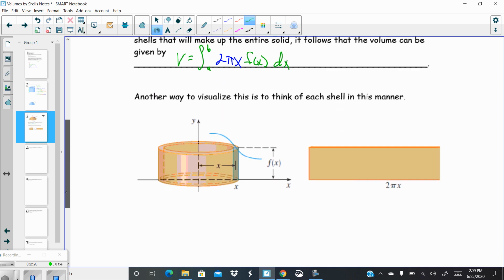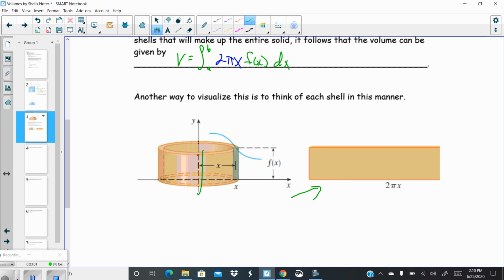Just to help a little bit more, another way to visualize a cylindrical shell, just so you get the idea of why it's 2 pi x, why it's the circumference, is because if we were to slice this shell, if I were literally to take some kind of a knife and just slice it right there and open it up, it looks like this right here. It just basically looks like a rectangular prism. It's got a very, very small thickness to it, but it is a rectangular prism.